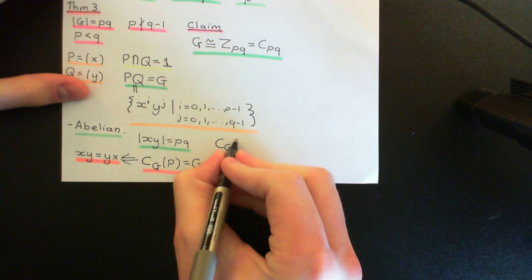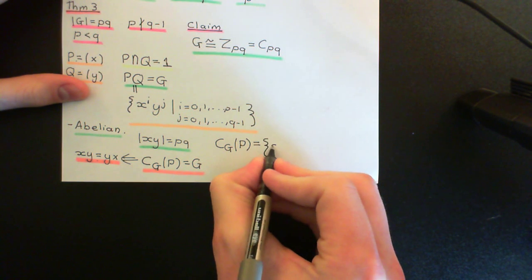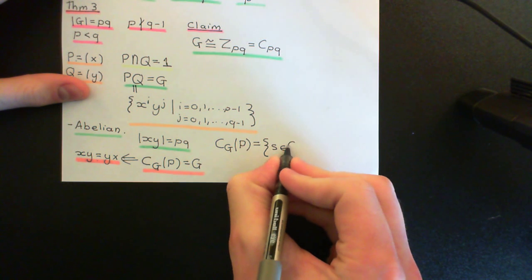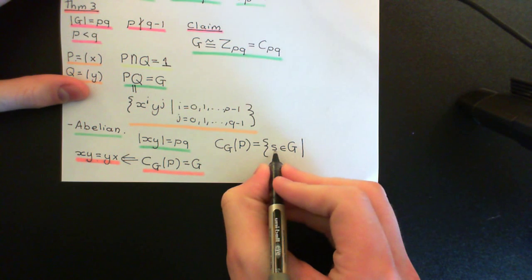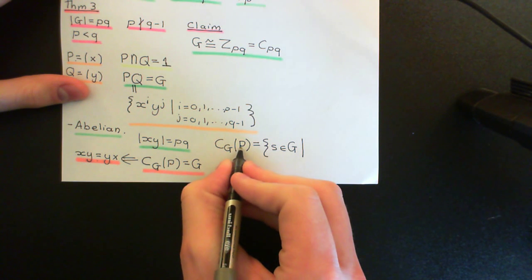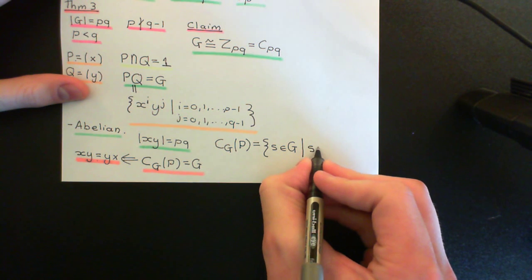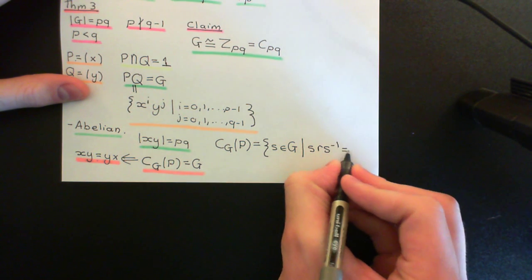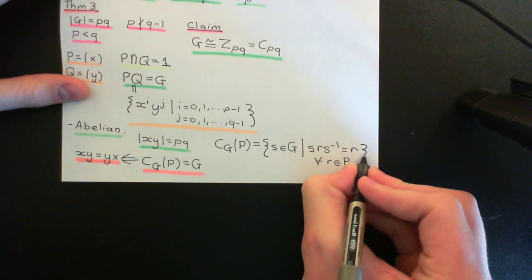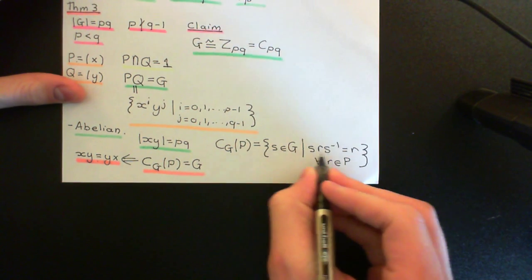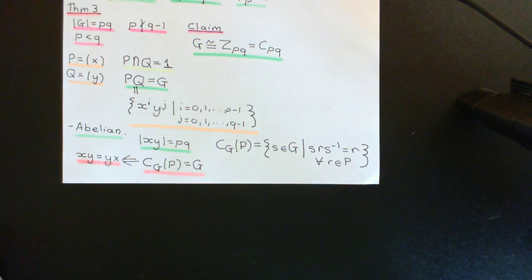Okay, so the definition of the centralizer of P in G is that it's all elements of the group, and I'll use little s to denote an element of the group. So it's all the elements, little s, in the group capital G, such that if you use little s to conjugate any element of the subgroup capital P, it fixes it. So s r s inverse has to equal little r for all little r that are elements of capital P. So it's all the elements of the group which, when they're used to conjugate the elements of capital P, fix each and every one of the elements of capital P.